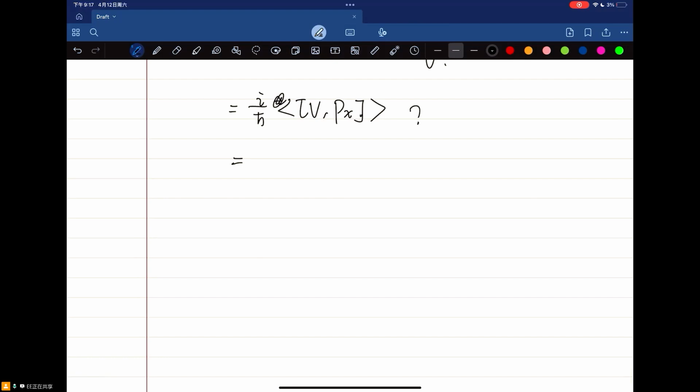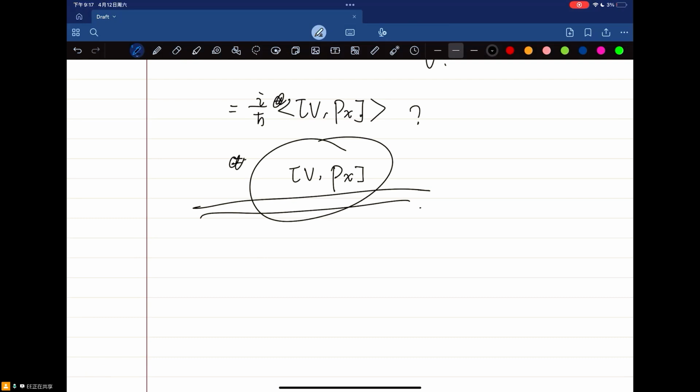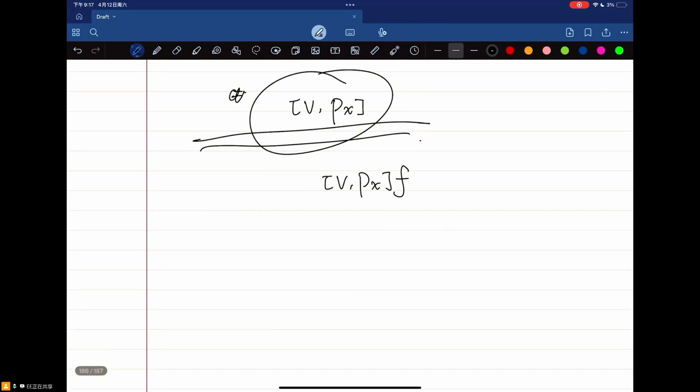Okay, but what is this? Well, let's write it down. So V commutator with px. Every time we solve this kind of problem, we need to add a function behind it so that we can see what the effect is on the derivative. So we add a function f, and then V px, well, let me write down px as a derivative because this is a better way.